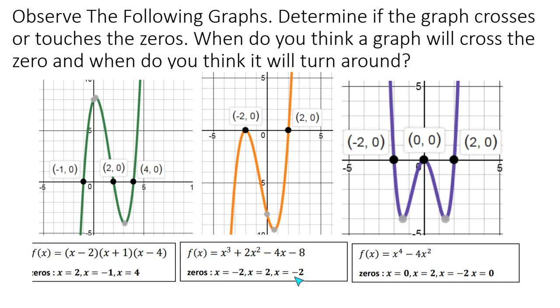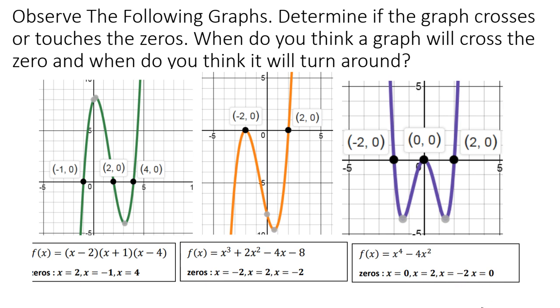If we look at this third example here, we have this W-looking graph, and you see that the graph touched the x-axis and then turned around. This value here is the origin, at 0. So in this graph, we see two solutions where x is equal to 0. Okay, so again, this is another piece of information to help us graph.